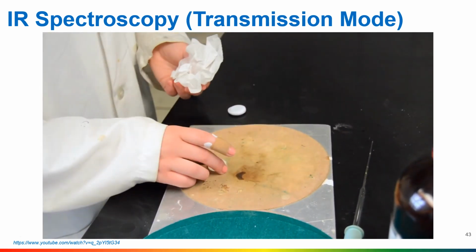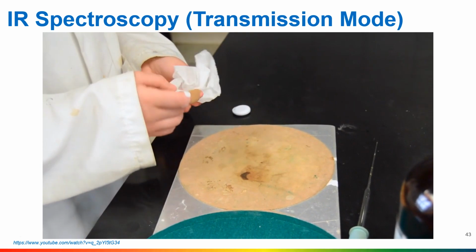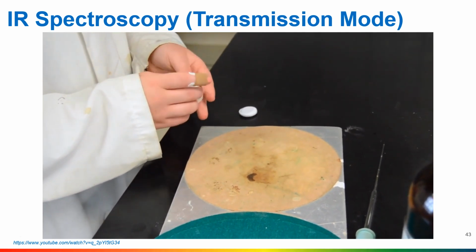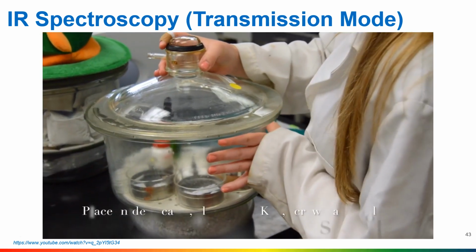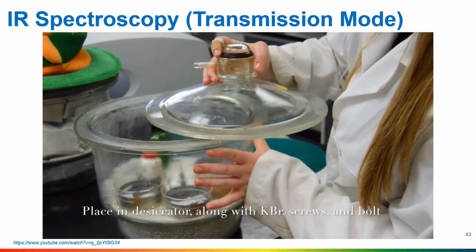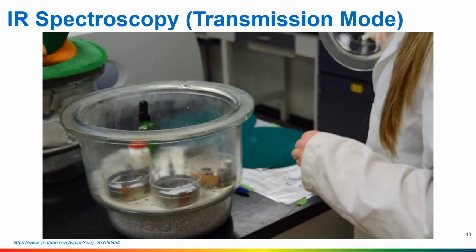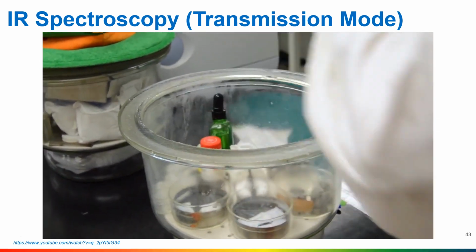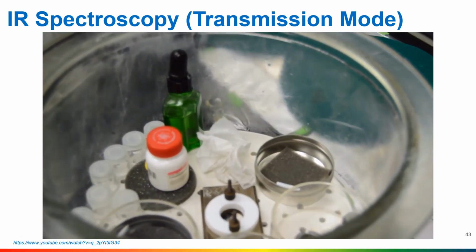To clean up from a solid sample preparation, wash the bolt and screws with water and acetone. Then place all materials in the drying oven along with the cleaned mortar and pestle. After an hour, return all materials to desiccator for others to use.